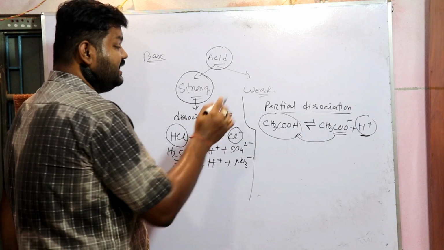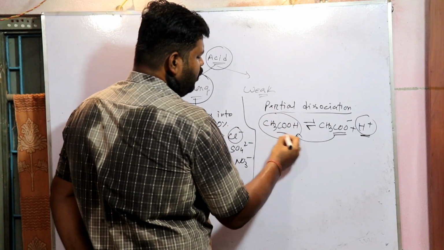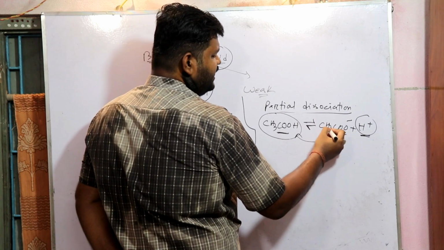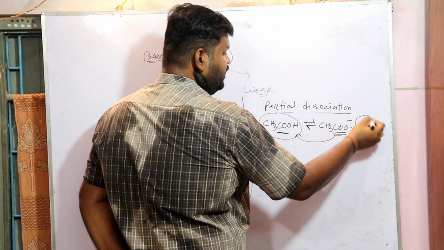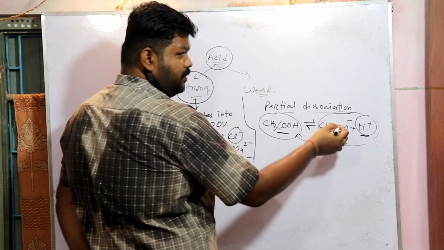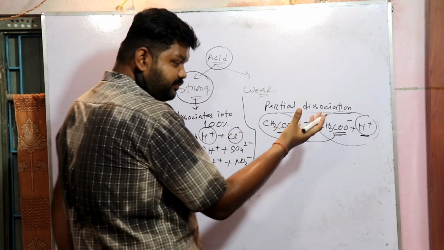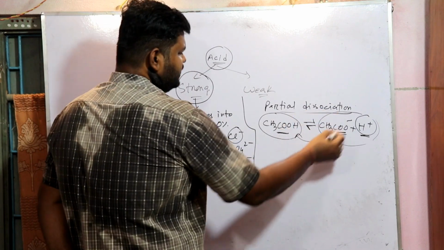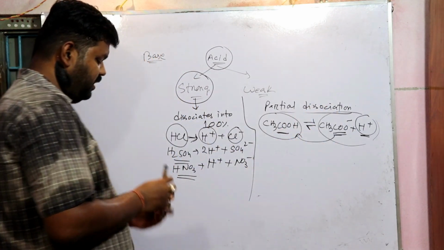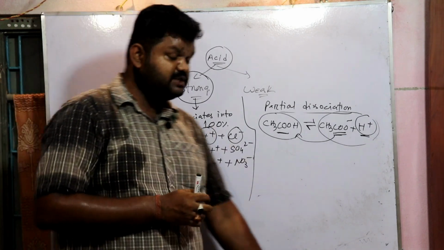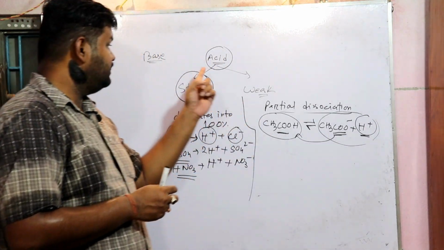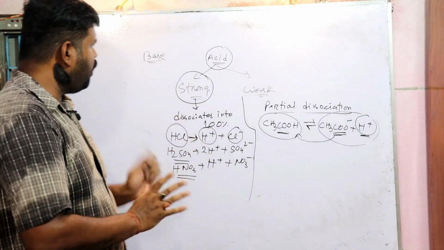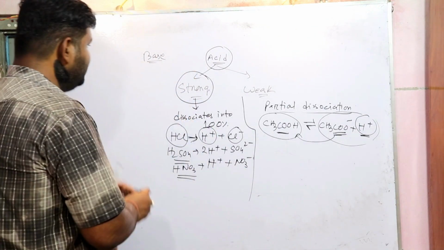Whereas when acetic acid dissociates in water medium, it gives CH3COO minus and H plus, and these two ions will again associate and produce CH3COOH, and this type of reversible reaction will happen. So when the dissociation is partial, this acid is known as a weak acid. Is it clear? The same concept applies to bases also.